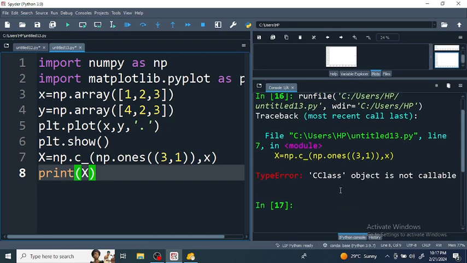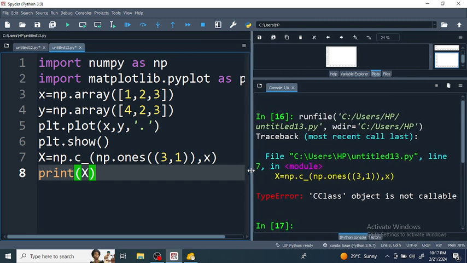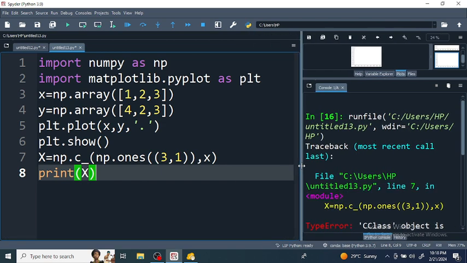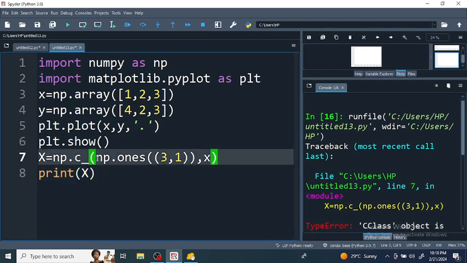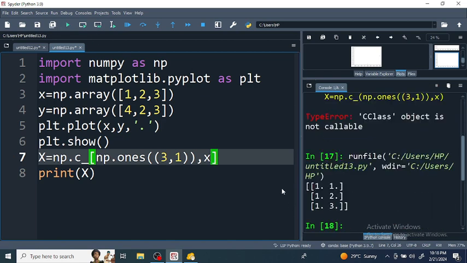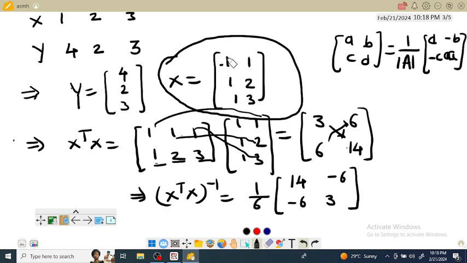Here is an error, we want to form a matrix with np.ones and np.c_. So see here, it is 1 1 1 1 2 3, like this. Here we can see that mathematically we can form the matrix, this matrix, 1 1 1 1 2 3.